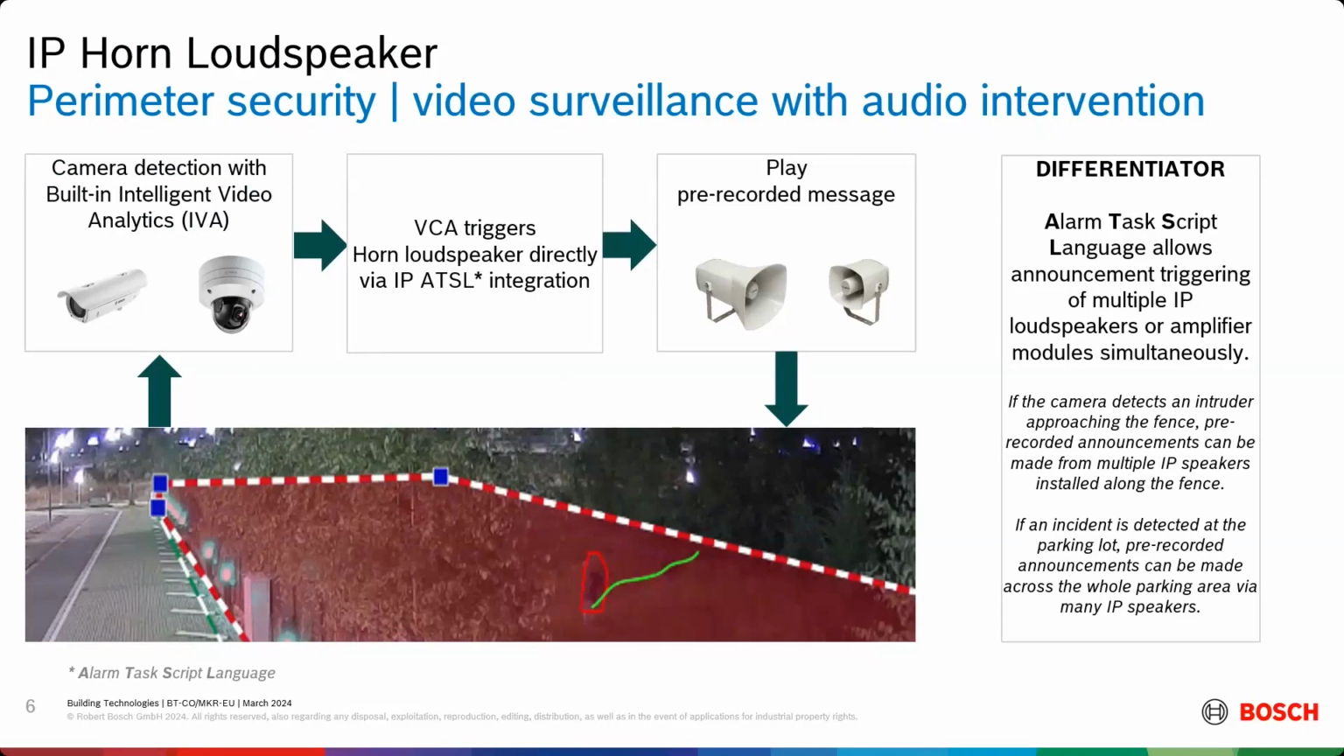One of the advantages that we have with our IP horn is that we can have a direct integration between the camera and the loudspeaker through the so-called alarm task script language, which is a scripting that runs on the camera and allows you to trigger one or multiple horns at the same time, triggering a pre-recorded message.